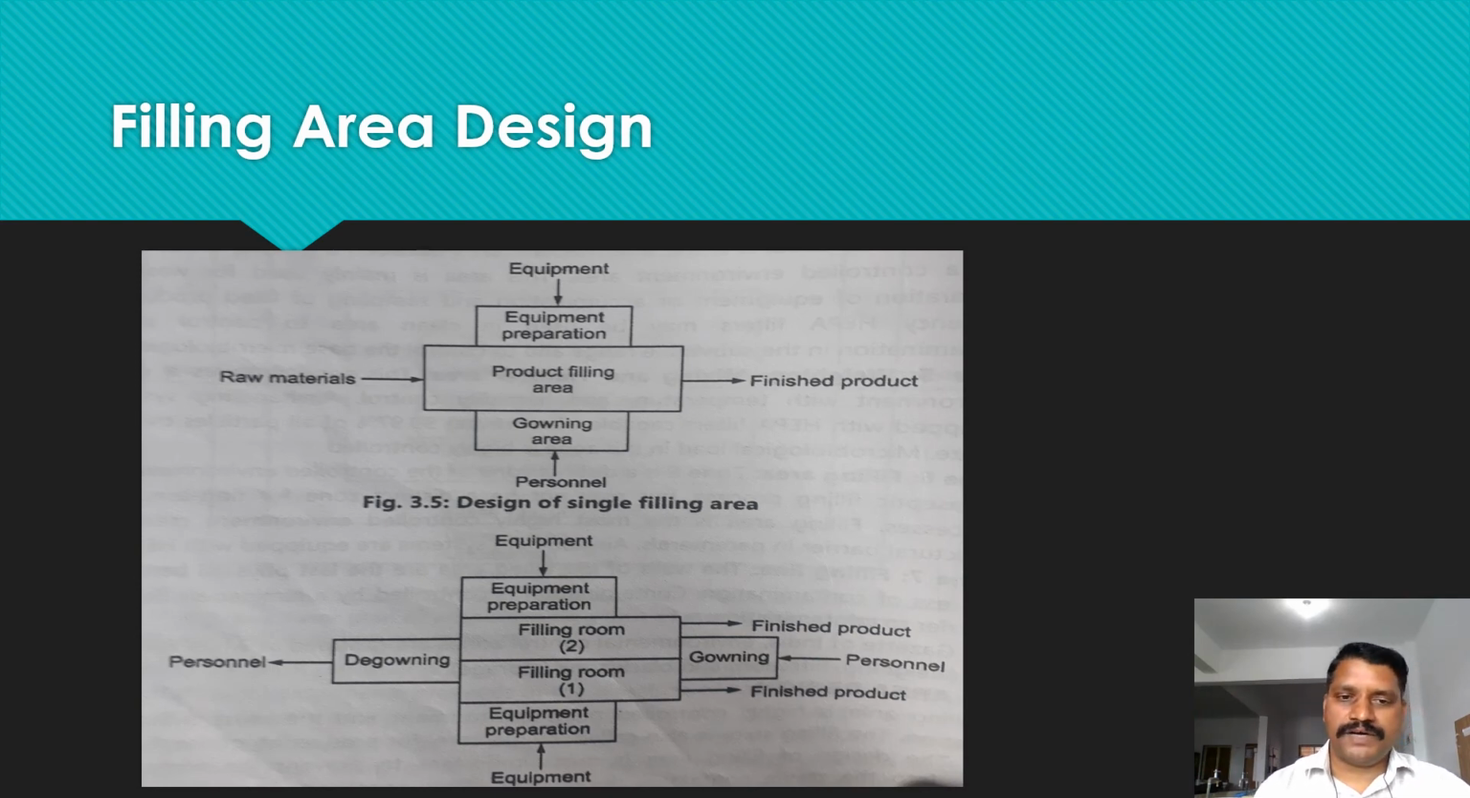So in the design of a single filling area, you can see here the personnel after gowning will enter the product filling area. Here the raw material is entered, and finally a finished product is formed, with the equipment and equipment preparation. And in a two-room filling area, filling room 1 and filling room 2 are there. So this is a brief introduction to filling area design.